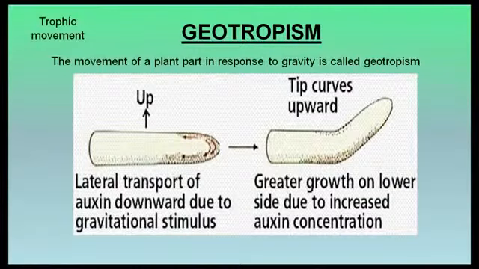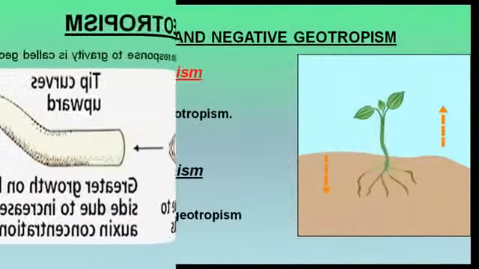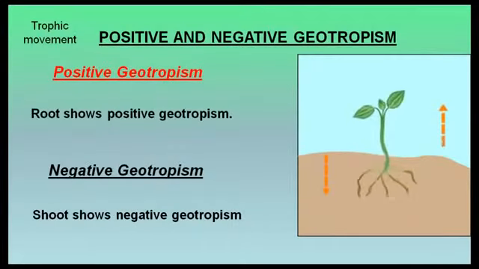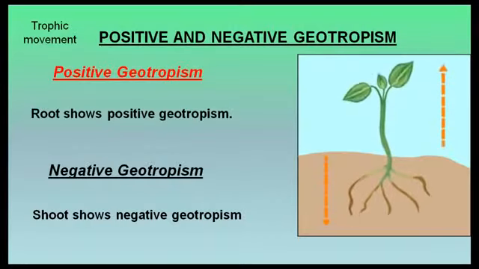Geotropism. The movement of a plant part in response to gravity is called geotropism. Root shows positive geotropism, shoot shows negative geotropism.